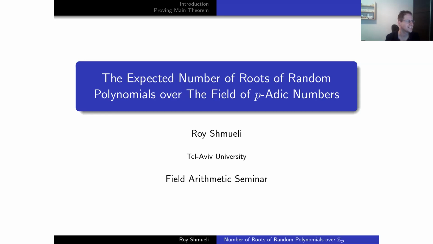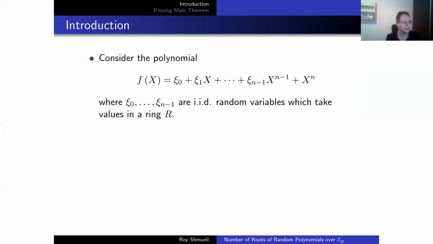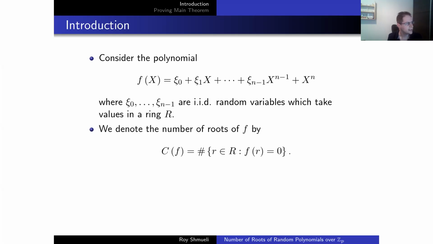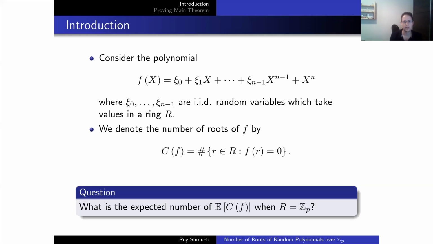I will talk, as Lior said, about the expected number of roots of random polynomials over the p-adics. So the problem that we have is that if we have a polynomial with coefficients that are IID random variables in some ring R, and we denote C_f to be the number of roots the polynomial has, we ask the question: what is the expected number of roots of this polynomial over the ring of p-adic integers?